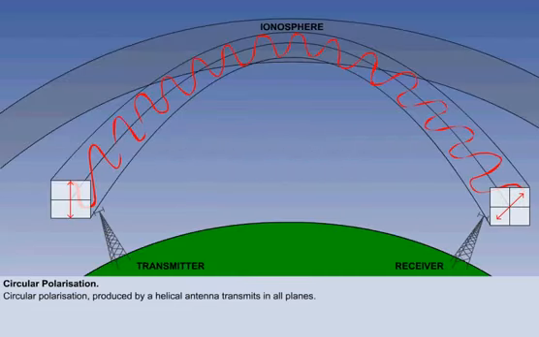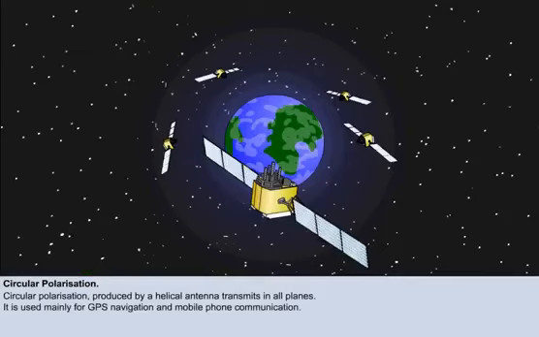So, circular polarization is useful where a transmission in a single plane, for example the horizontal plane only, may be rotated or twisted in space. This is called Faraday rotation. It occurs as the signal passes through magnetic fields in the ionosphere, which bend the wave and thereby reduce the effectiveness of the transmission. Consequently, circular polarization is most often used in satellite communications such as GPS and mobile phones.